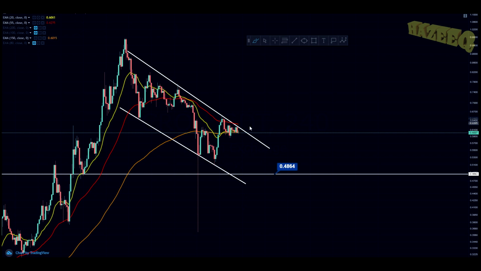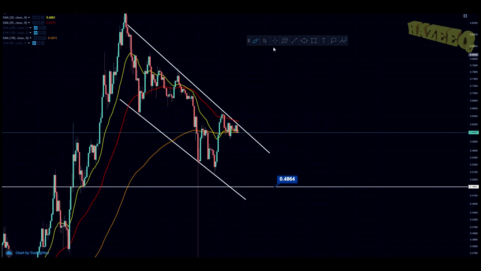Potentially, you do have some sort of a pattern over here playing out. You do have some sort of a symmetrical triangle over here, and potentially you're going to see a little breakout very soon, either to the upside or to the downside. If you break to the upside, I would look for a back test of support and enter on the back test of support. So that's pretty much it, guys.